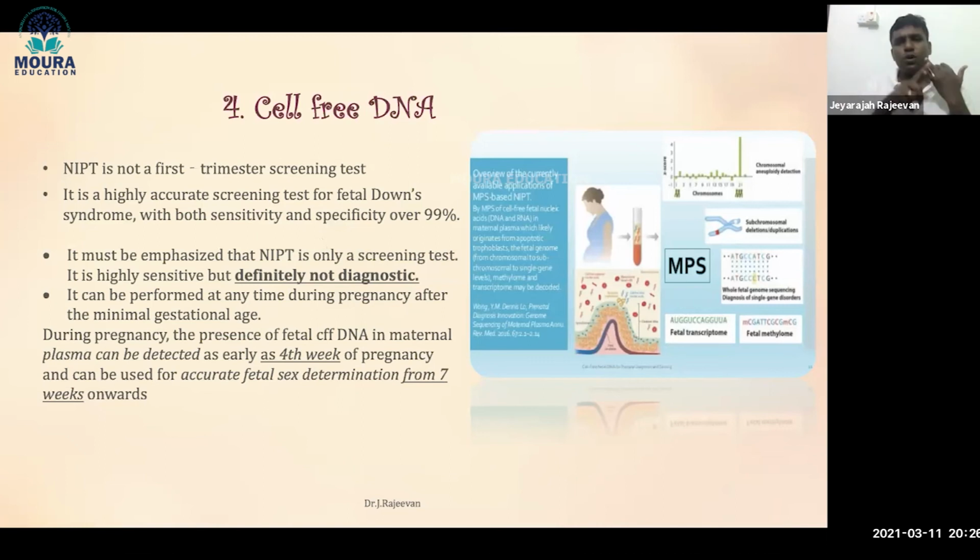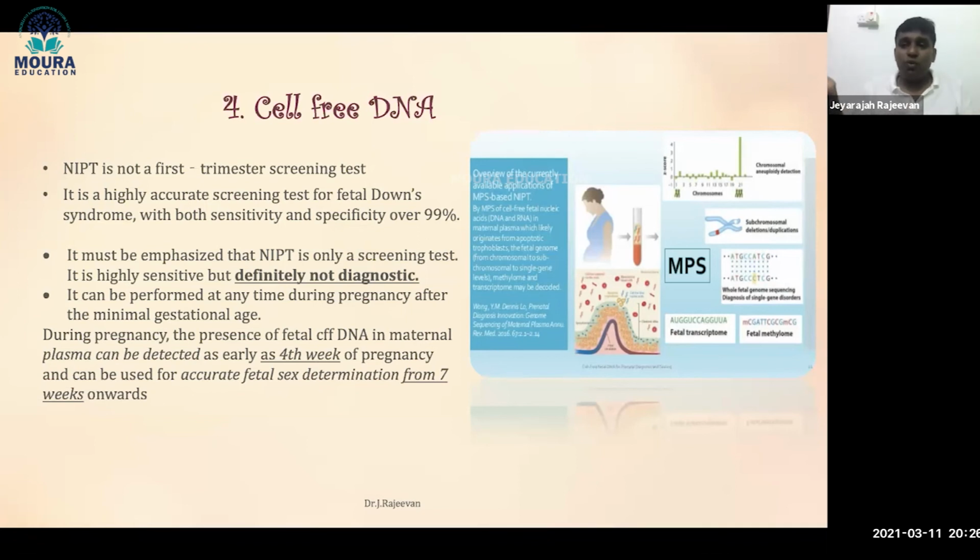One, you can detect Down syndrome. Second, you can detect the fetal sex. Third, you can detect the fetal blood group. Fourth, you can detect so many fetal gene disorders like thalassemia, sickle cell anemia, any kind of genetic disorders. So this is a good advantage. We can detect so many fetal genetic problems while the baby is inside, without pricking the baby. That is called cell-free DNA.